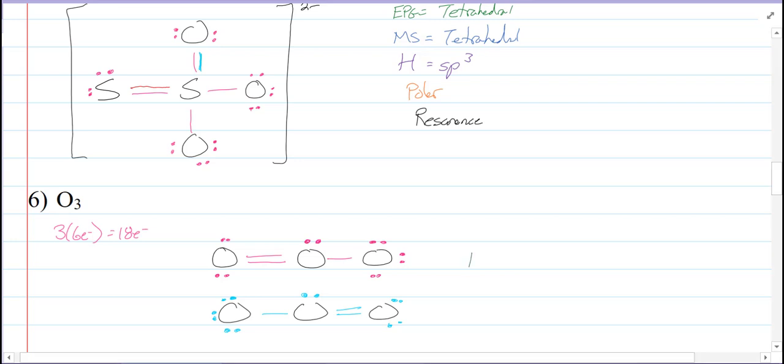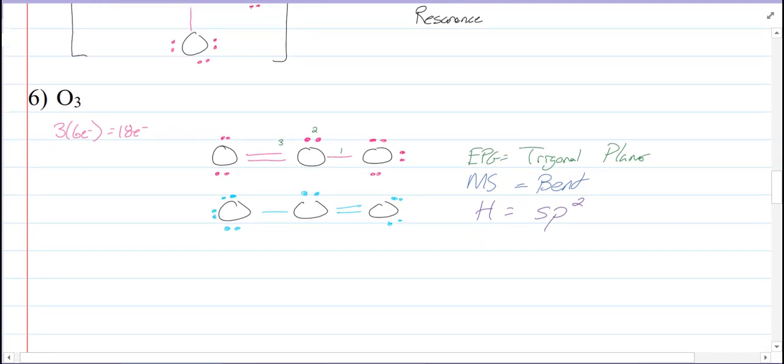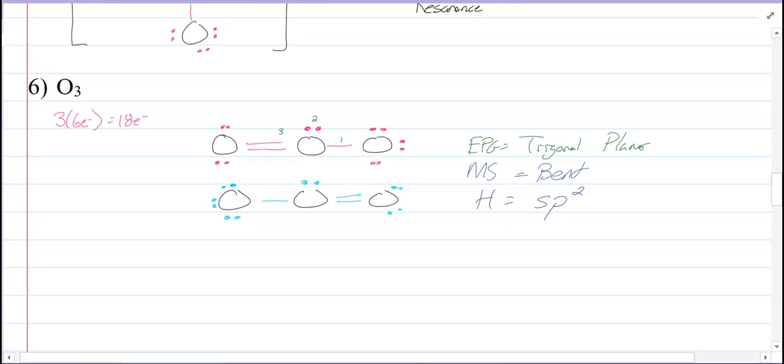So the electron pair geometry of the central oxygen would be 3 pairs, trigonal planar. The shape is bent because there's a lone pair. Hybridization then is sp2. Is this polar? Slightly polar. More polarizable than polar, but slightly. And of course there is resonance.